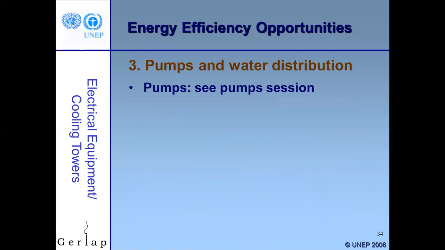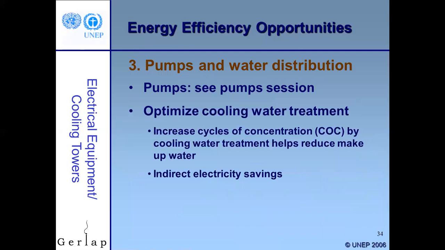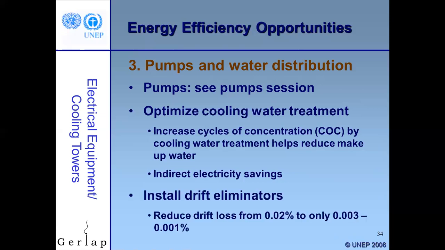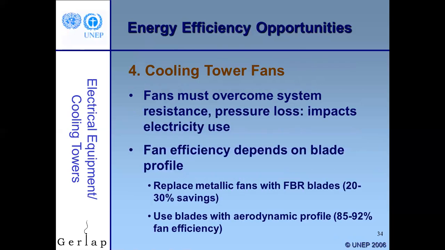Pumps, we'll talk more about pumps later. Water distribution: increase the cycles of concentration. Cooling tower water treatment helps reduce makeup water. The higher the cycles of concentration, the less water that you're putting in. So there's a little bit of savings there. Drift eliminators, if you don't have them, you can reduce the amount of water blown out the top of the tower.